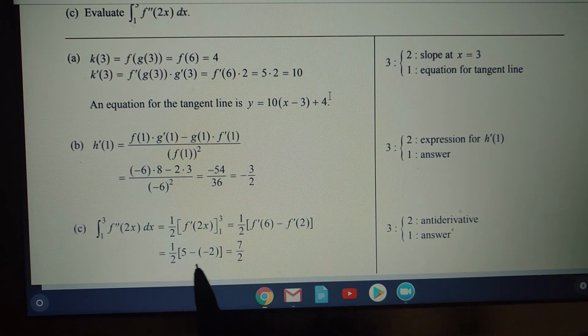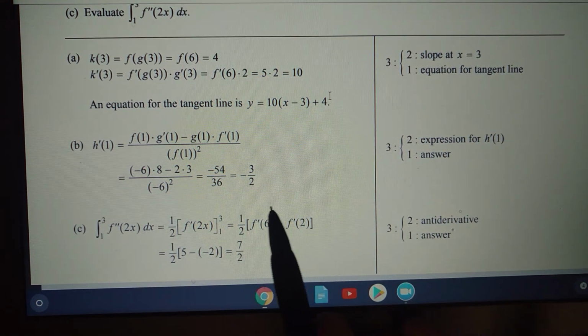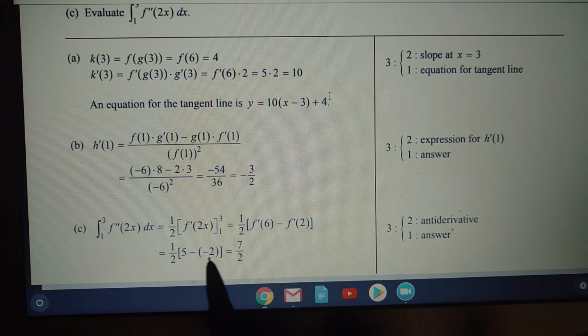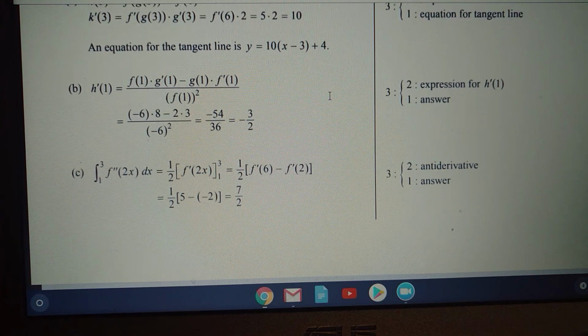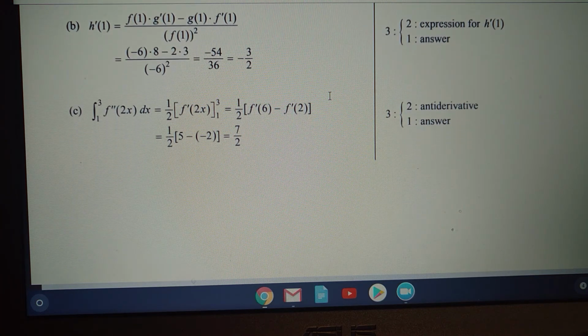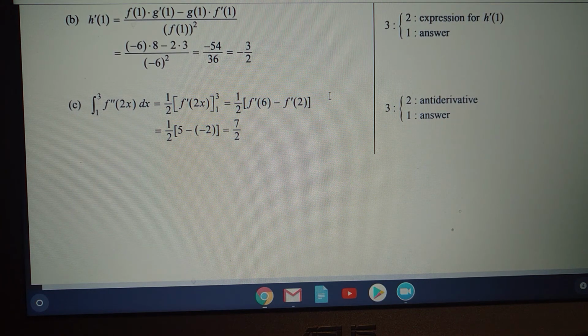I could leave it like this, or write it as 7/2, and that gets me the 3 points. Okay, score that 1 out of 9, score the whole thing out of 27, and you've got it set.